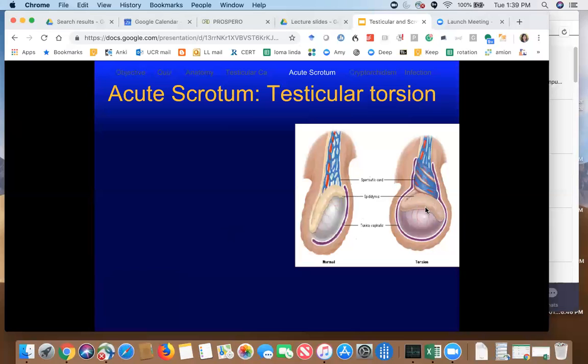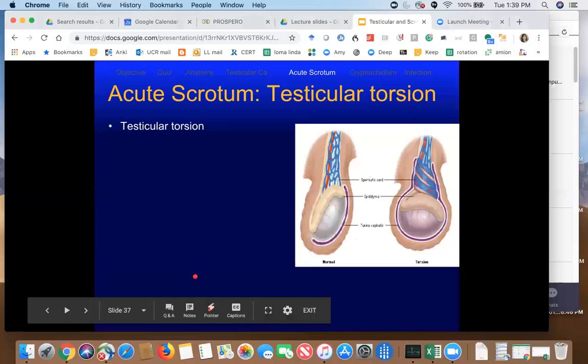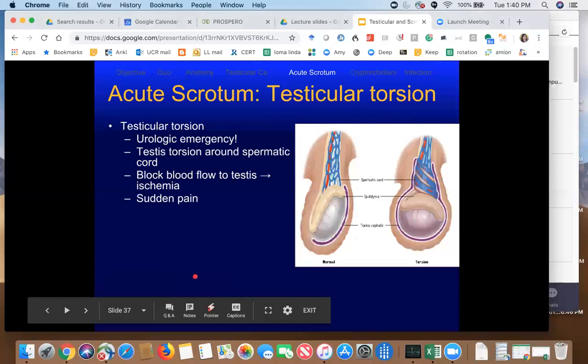Sort of similar to people with malrotation of the bowel, when the mesentery is not broad based, which happens with Ladd's bands and other conditions, then there's increased risk of volvulus and twisting on itself. Okay, testicular torsion. Of course, the complication is testicular infarct.